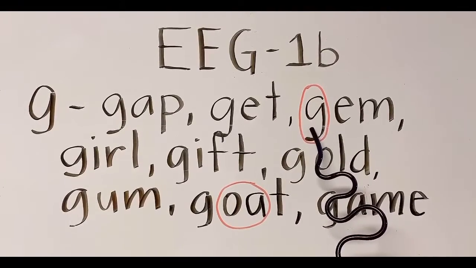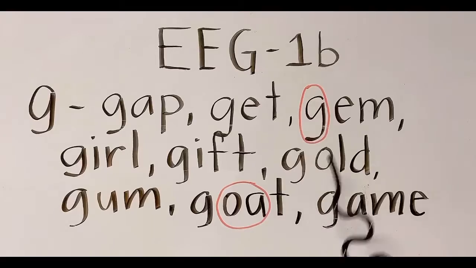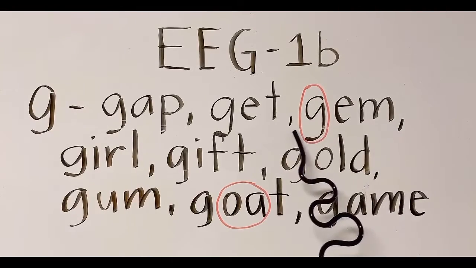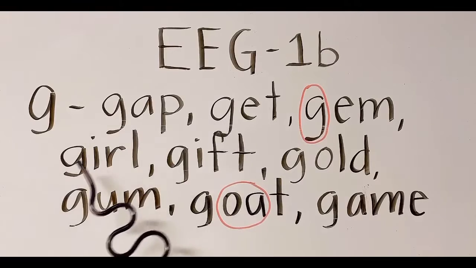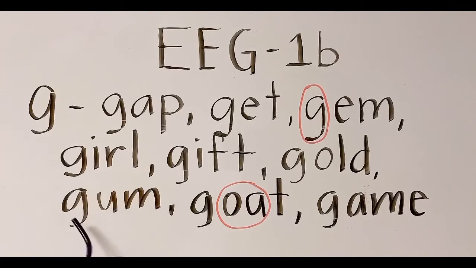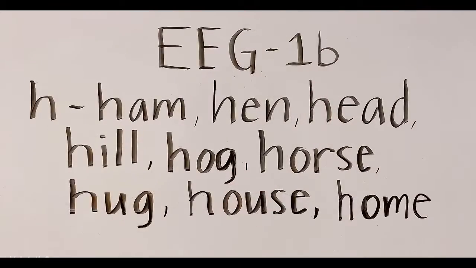Okay, now let's just go back to the word gem. The letter G here has a different sound from the rest. Its sound is j, j, j. That's why you read it gem. The rest are g, g, g. Also notice that the combination of O and A here sounds like a long O. That's why you read it goat. Okay, good. Next is the letter H.